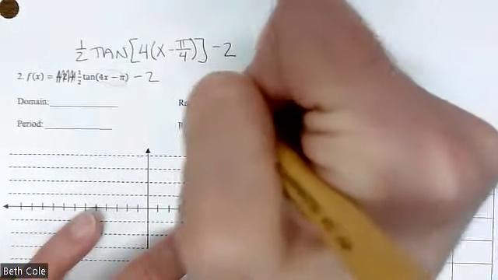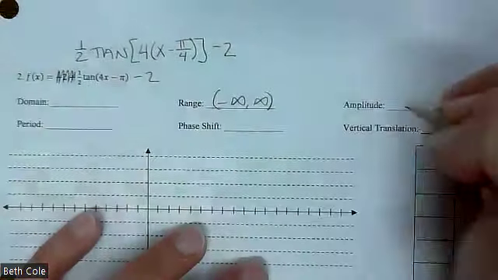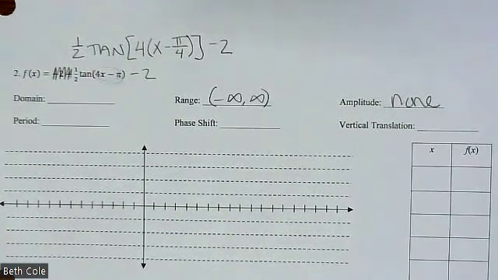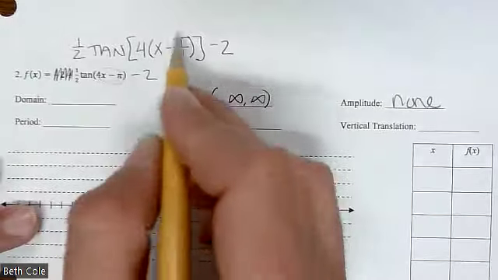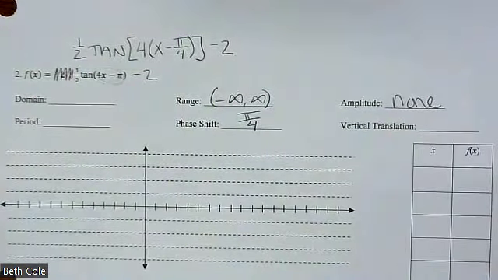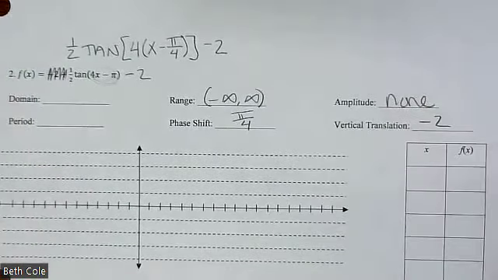Range is everything. Amplitude's none. So like those 2 points, you're going to get those points no matter what. You've been paying attention. All right, so you guys tell me, what else can we fill in though? Phase shift is pi over 4. Perfect. Right, pi over 4. Down to, yep, good.